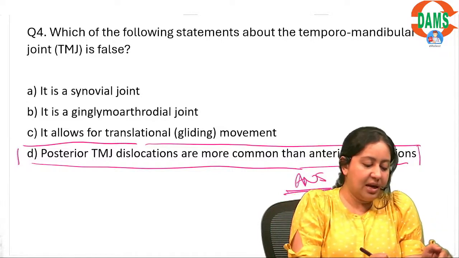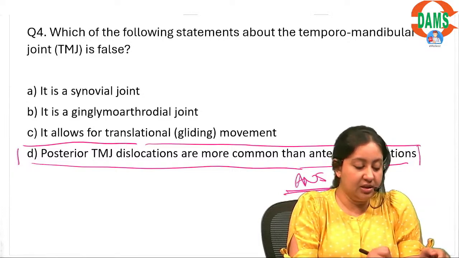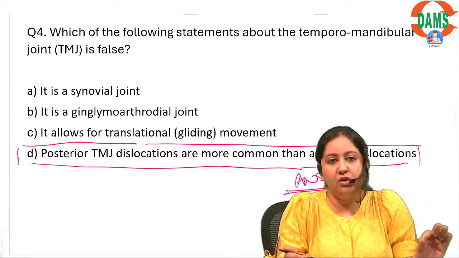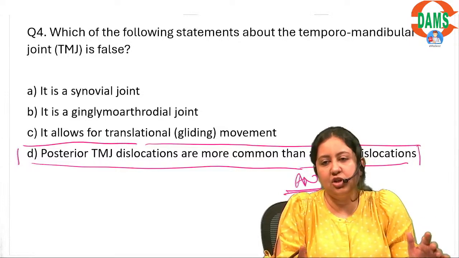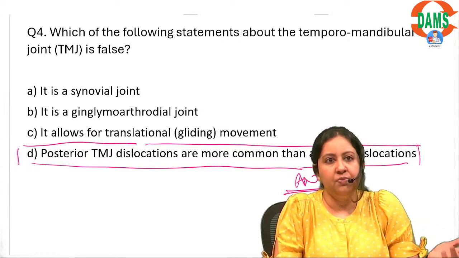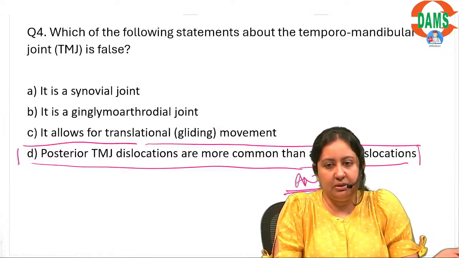So yes, it's a synovial joint. This is true. It's a ginglymoarthrodial joint. This is true. It allows for translational or gliding movement. That is also true. So the false statement is option D. Okay.